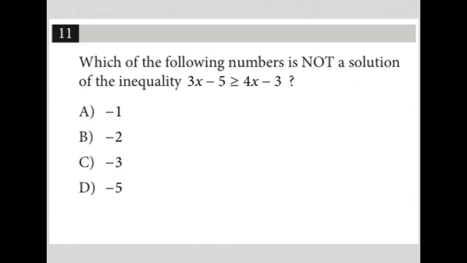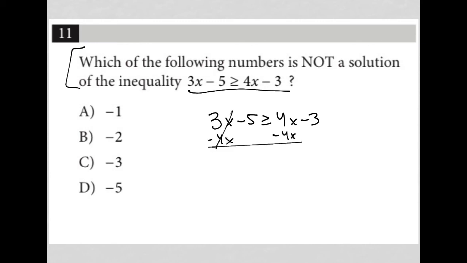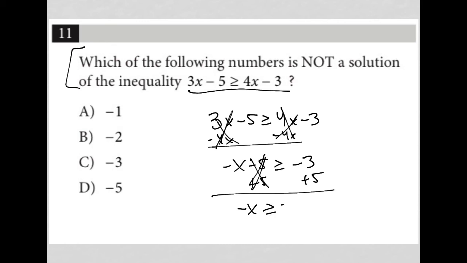The next question: which of the following numbers is not a solution of the inequality? Again, short question. We have an inequality, but still, it's an equation. It's still in the same family of equation. So I'm going to write this down, 3x minus 5 greater than or equal to 4x minus 3. And I'm going to put my x's on the left and my numbers on the right. So I'm going to subtract 4x from both sides, leaving me with negative x minus 5 is greater than or equal to negative 3. I'm going to now add 5 to both sides. So I have negative x is greater than or equal to positive 2.